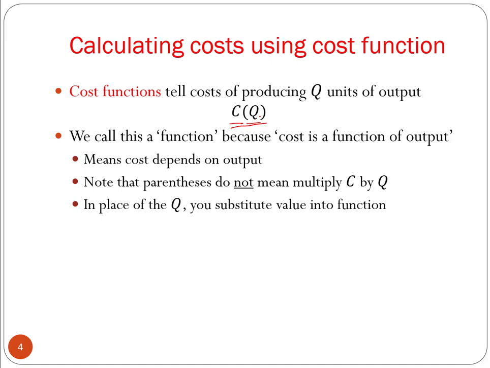This is costs are a function of output, and it's slightly confusing if you're new to mathematical notation, because we do use parentheses to tell you how to order things when you're doing problems. You do what's inside the parentheses first, and so you just need to get used to knowing this and working out from the context what it is. Am I telling you to multiply C by Q, or am I telling you that costs are a function of quantity? And you'll need to decide.